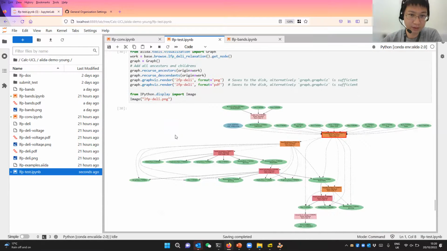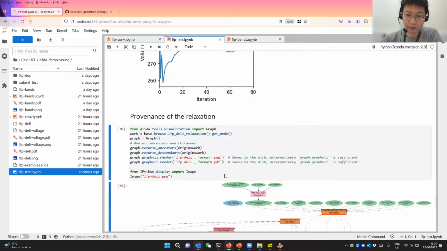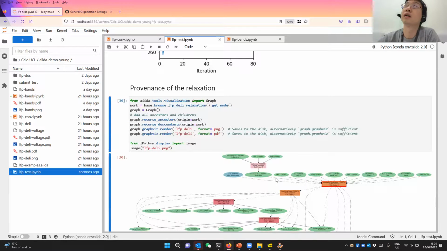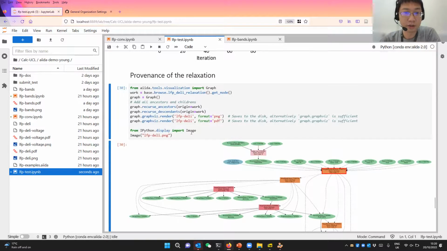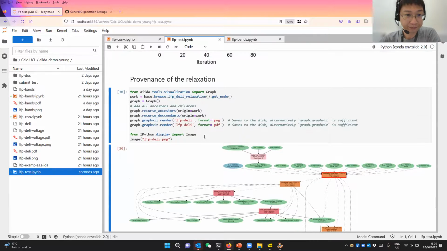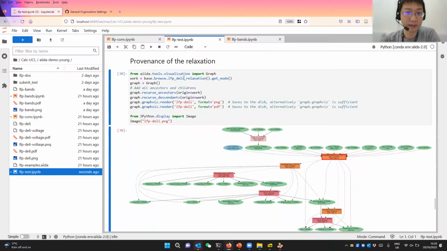Here are just some plots. The best thing about this is that it will store both the input and output. And if you use the output of a calculation as the input, the next calculation will automatically have everything connected. So in this example, this is a relaxation of the delithiated phase.